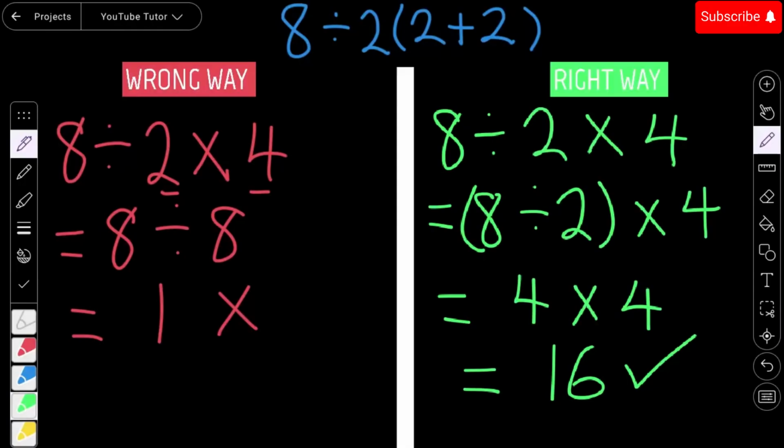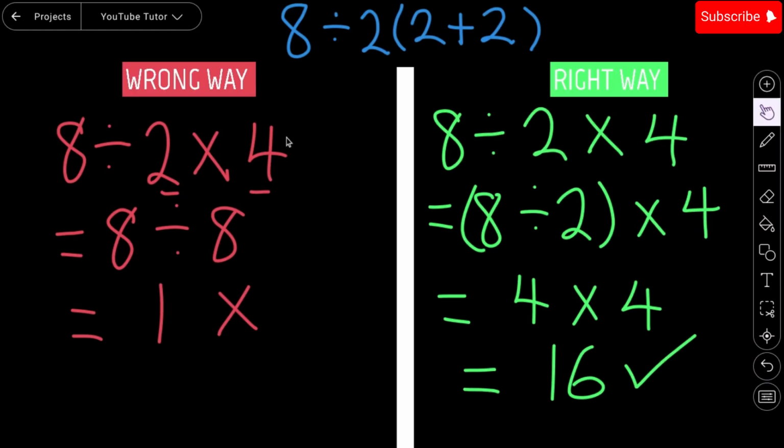The reason for the mistake is you treated implied multiplication as having priority. That means you made this multiplication a top priority before dividing, but that isn't so. The division should come first, and then we multiply.